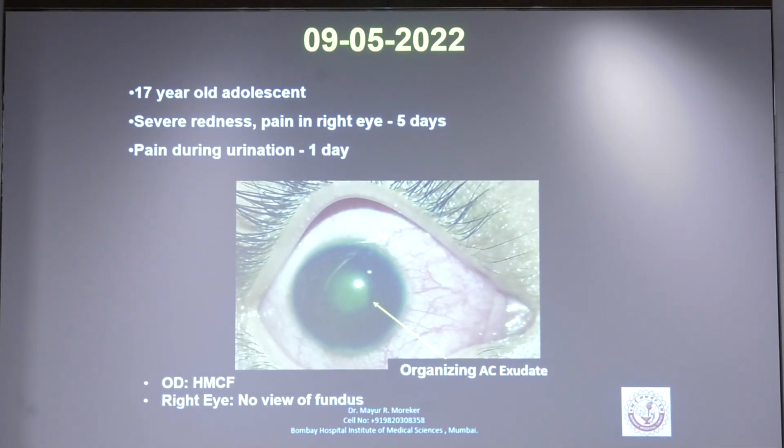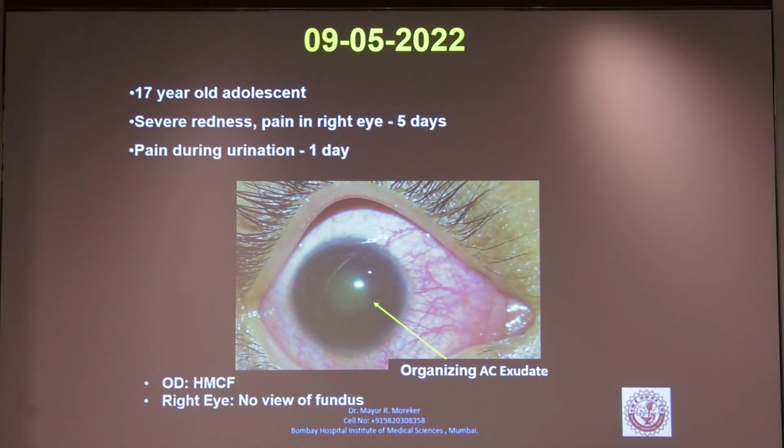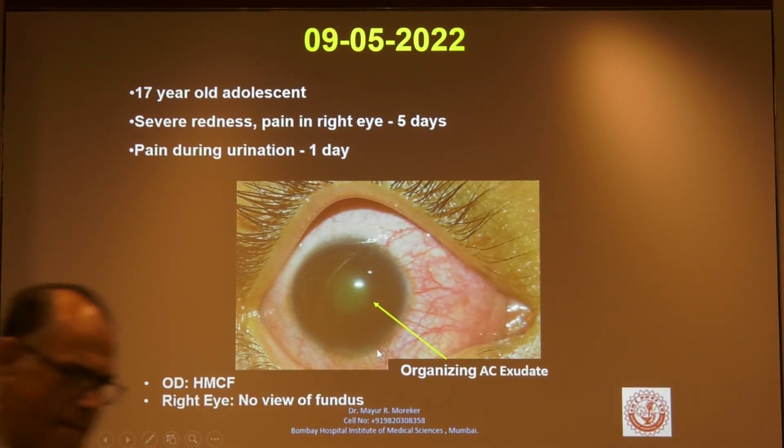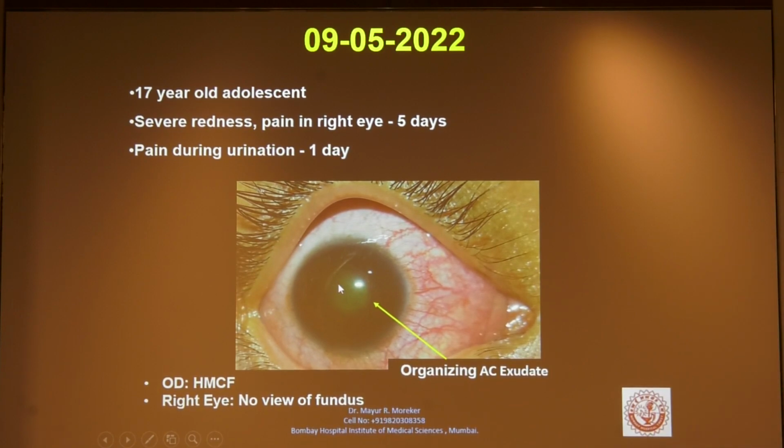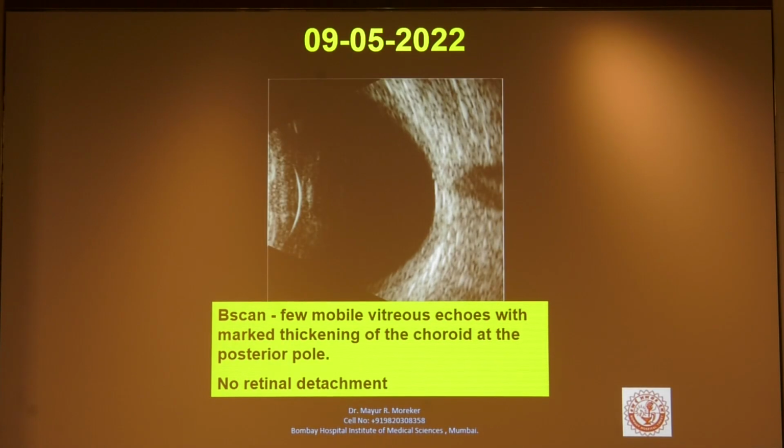This is a 17-year-old adolescent with severe redness and pain in the right eye, 5 days duration, and with a history of pain during urination for the past 1 day. You can see an organizing AC fibrinous exudate. The vision in the right eye was hand movement close to face, and there was no view of the fundus. The message here is that don't think this is only an anterior uveitis. It's better to ask for a B scan.